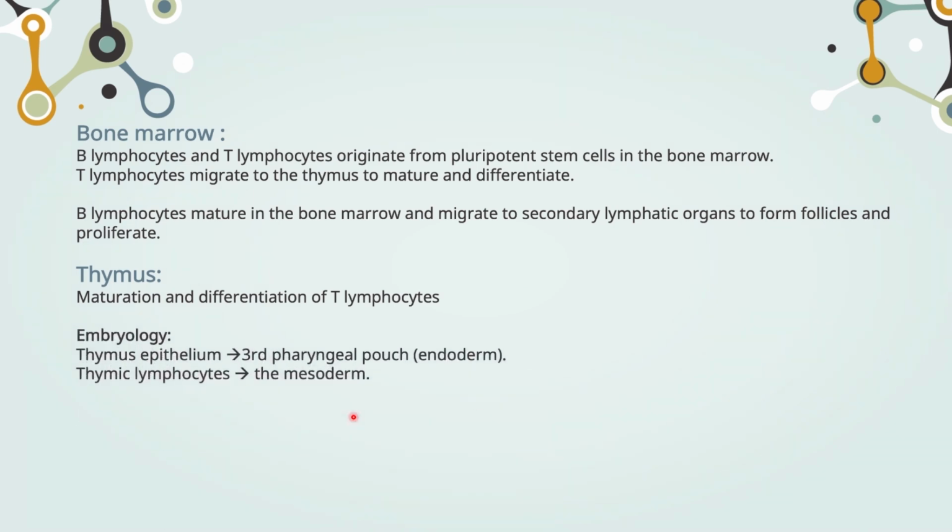One of the most important things that they ask in exam is the embryology. You need to understand that thymus has two origins. The epithelium develops from the third pharyngeal pouch, the endoderm. E for E: epithelium develops from the endoderm, and it's the third pharyngeal pouch. Super high yield from exam point of view. Now, thymic lymphocytes develop from the mesoderm. Epithelium from the endoderm and the lymphocytes from the mesoderm.